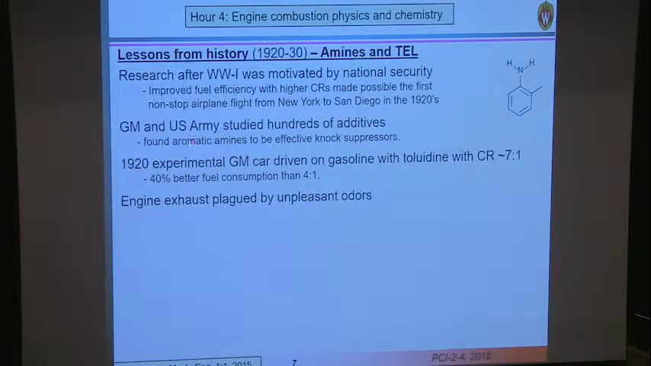And in the process, they found amines and then, of course, tetraethyl lead eventually to allow compression ratios up much higher than the original 4:1, up to maybe 7:1. That gave 40% better fuel efficiency. However, when you ran an engine with these fuels, what you found was that they stunk. In fact, the engine was called the goat, because apparently goats stink.